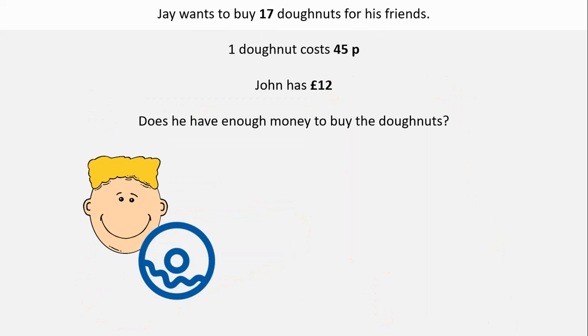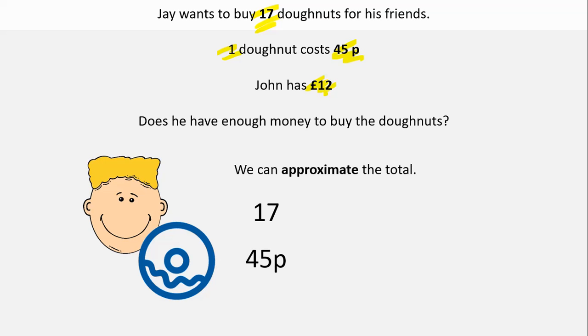So we're told that Jay wants to buy 17 donuts for his friend. One donut costs 45 pence and he has £12. Does he have enough money to buy the donuts? Well, looking for the approximations on there. When we approximate, we round to one significant figure. So the 17 donuts gets rounded to 20. In other words, when we look at the first significant figure, it's this digit here and it's in the tens column. So we round this to the nearest 10. So is it closer to 10 or 20?